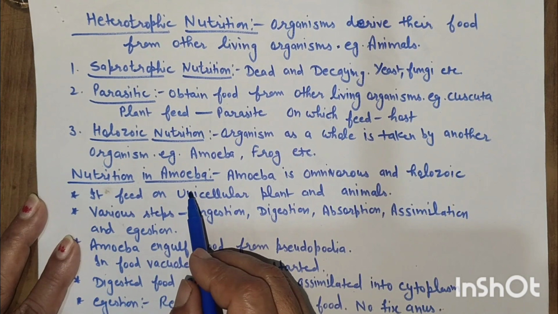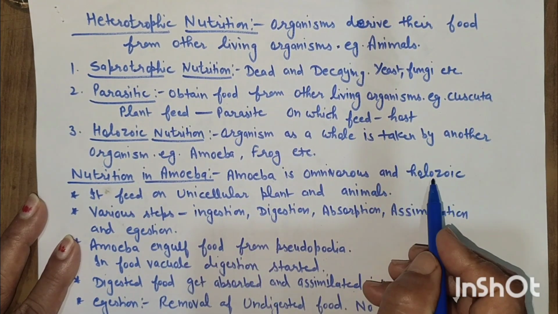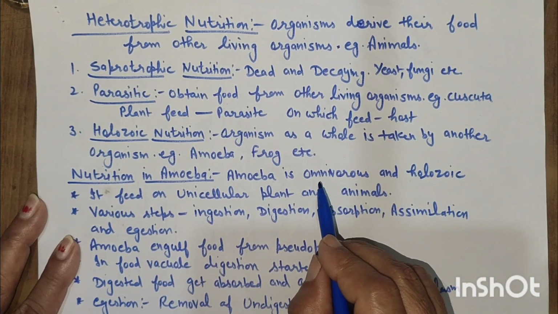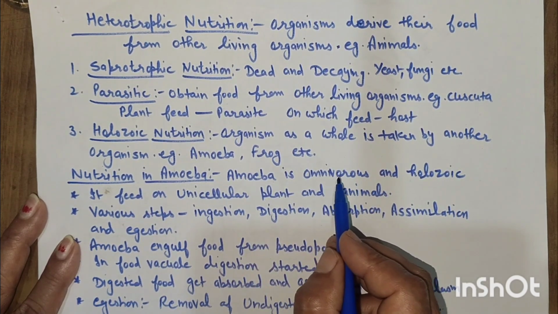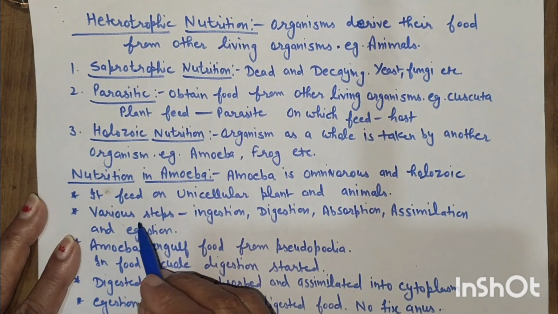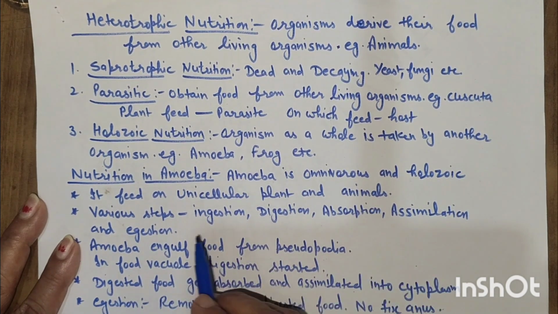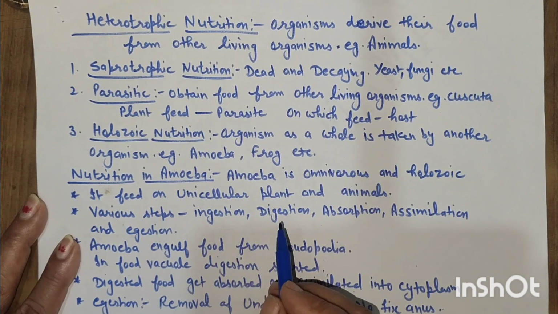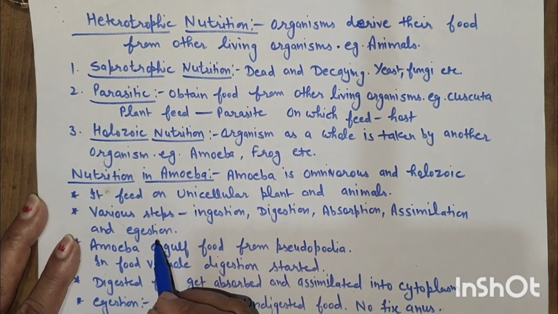Nutrition in amoeba. Amoeba is omnivorous and holozoic. It takes the complete animal inside the body, and this is the holozoic mode of nutrition. Omnivores eat both plants and animals. It feeds on unicellular plants and animals. Various steps take place during the nutrition of the amoeba: ingestion, digestion, absorption, assimilation, and egestion.